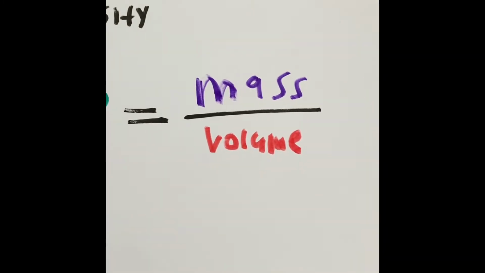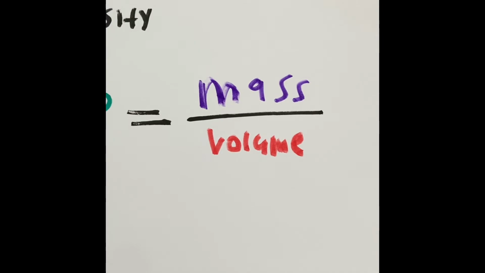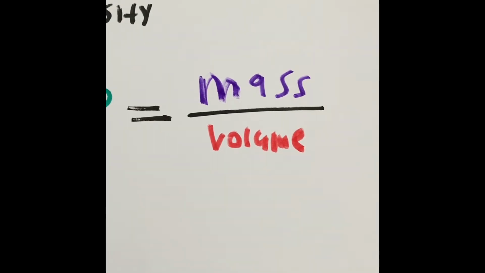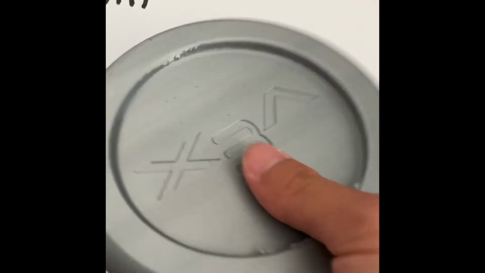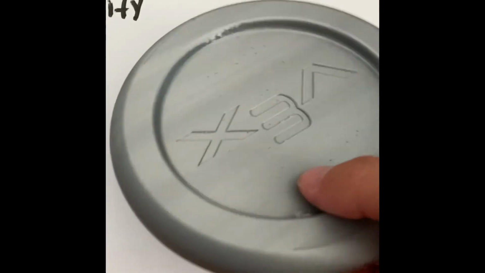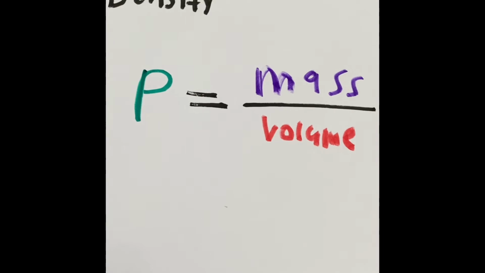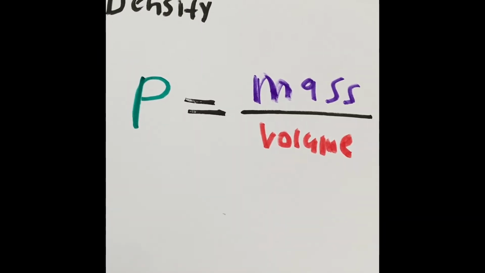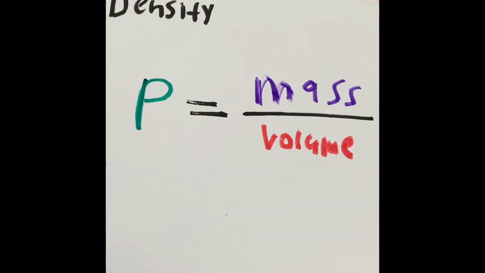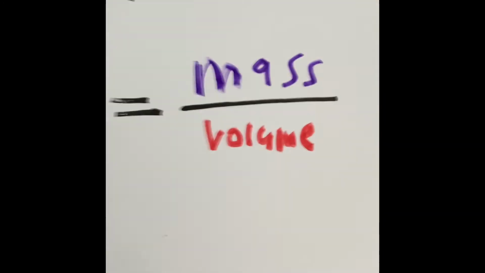Volume is a little bit different. The volume of an object is basically what's inside this object, or how much this thing can hold. So remember, the density is the comparison of mass divided by volume. So this is the mass.